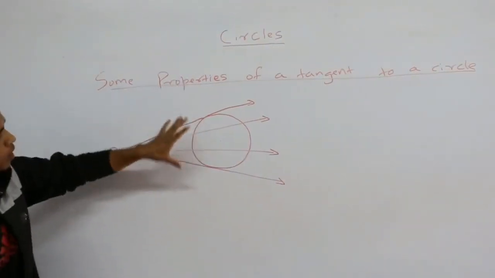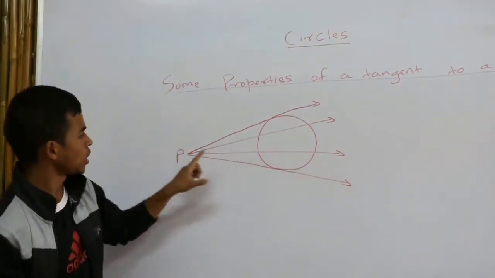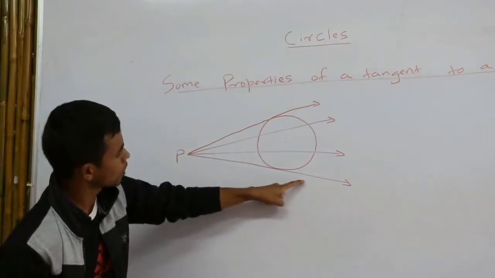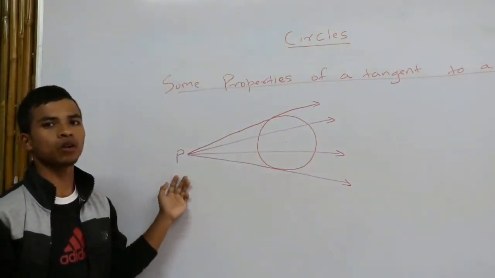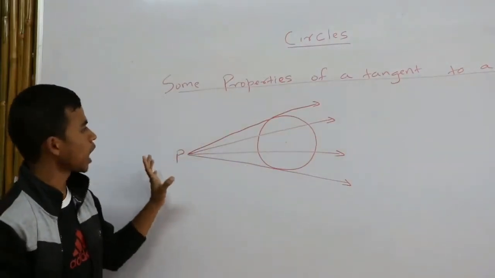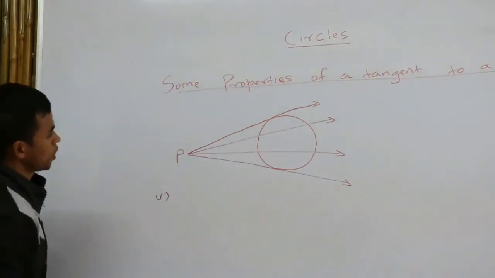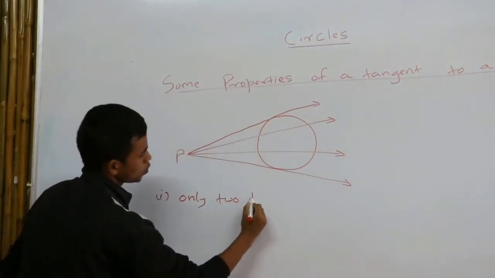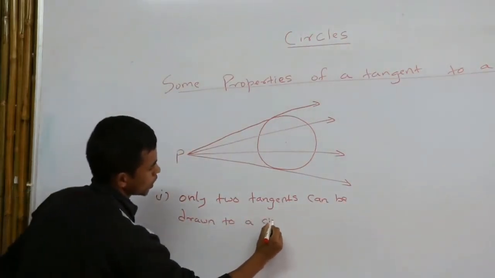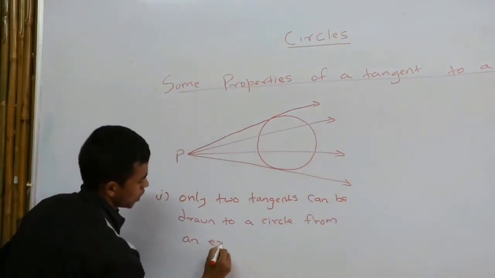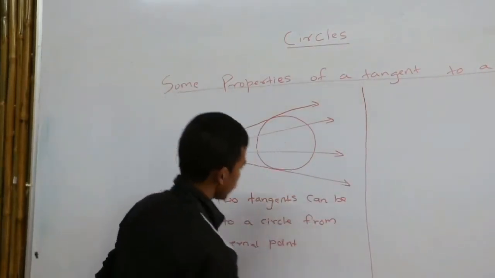As you can see, from these 4 lines, these 2 lines here intersect this circle at 2 distinct points. And these are the only lines, this one and this one at the bottom, that touch the circle at exactly 1 point. So from here, what can we say? How many tangents can we draw to a circle from an external point? There are only 2 tangents that we can draw to a circle from an external point. So this is the first property that we are discussing: only 2 tangents can be drawn to a circle from an external point.